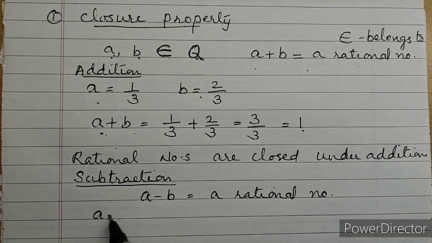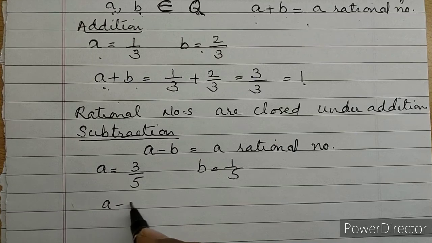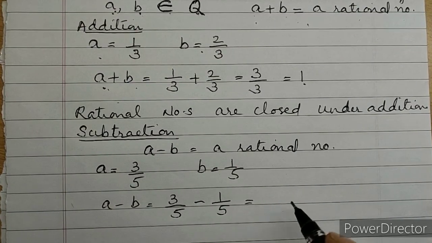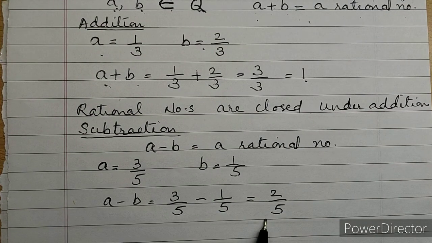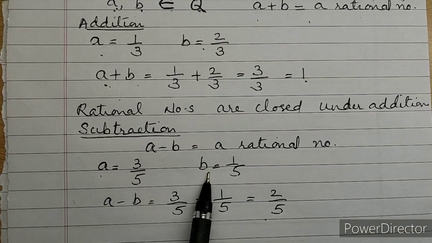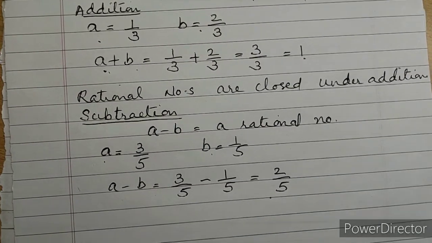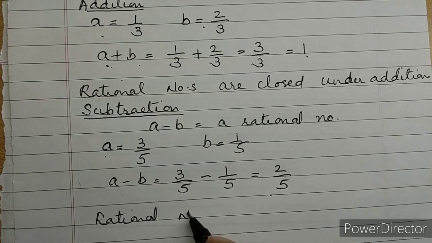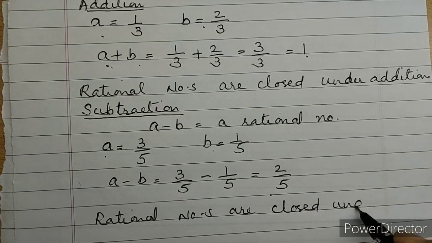Let us take A is equal to 3 by 5 and B is equal to 1 by 5. So A minus B equals 3 by 5 minus 1 by 5, which is equal to 2 by 5. Obviously 2 by 5 is a rational number. So if A and B are rational numbers, then A minus B is also a rational number. That means rational numbers are closed under subtraction also.